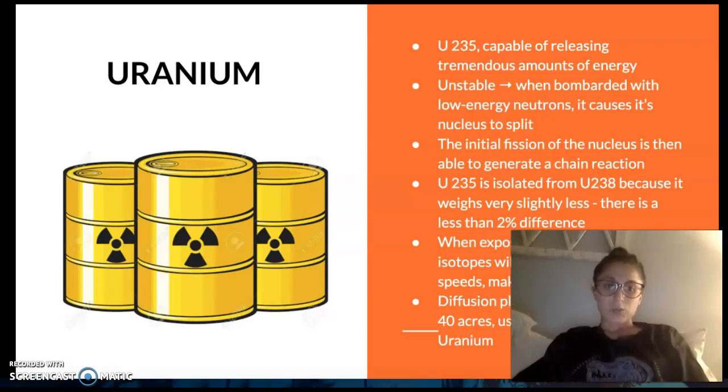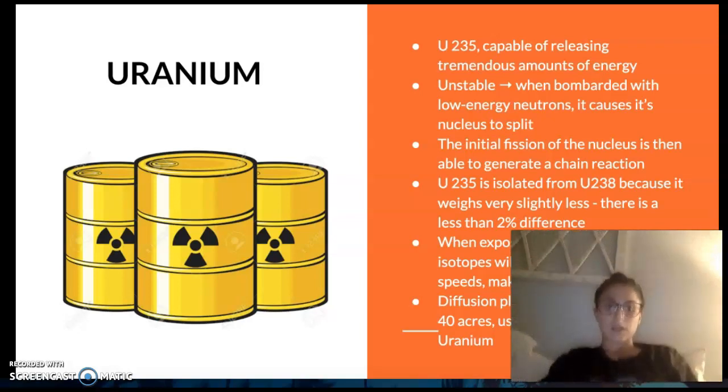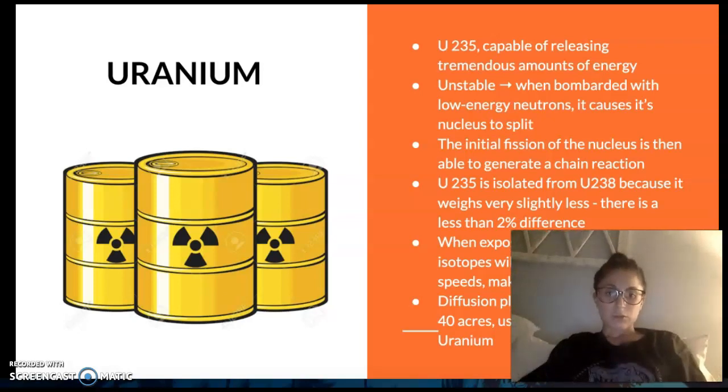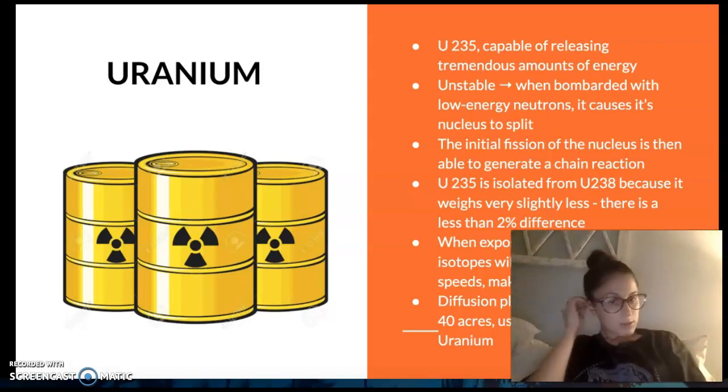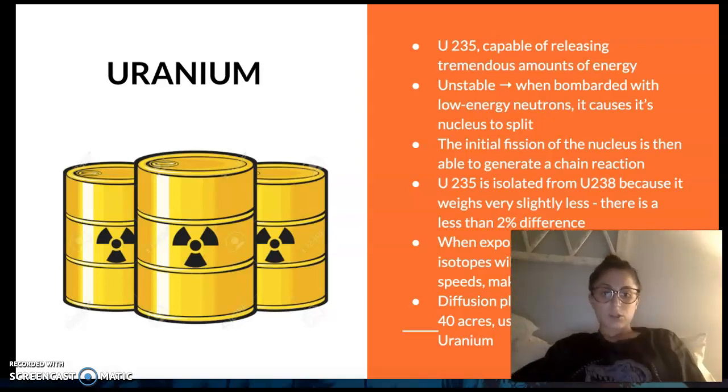When exposed to equal force, the two isotopes will move at slightly different speeds, and it makes it possible to isolate them from one another. One of the first ways we saw this was a diffusion plant, and the first one took up over 40 acres, and this was what was used to enrich the U-235 uranium.